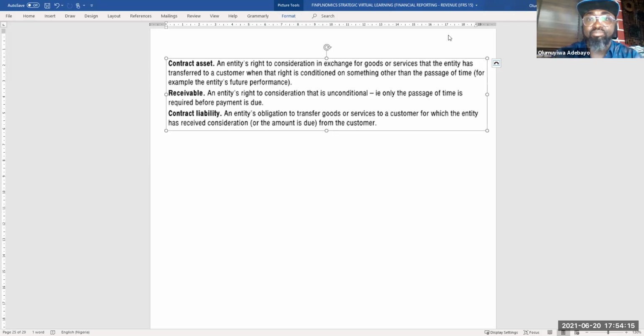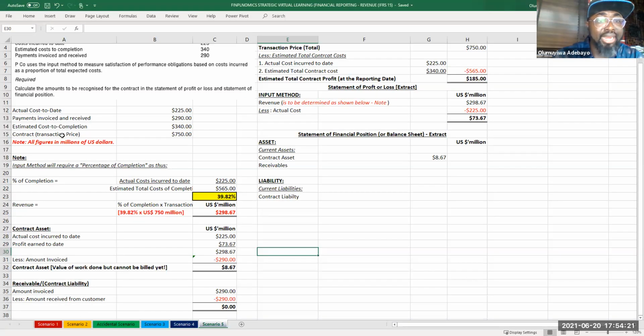From the same analysis we are doing, imagine you build 290, but you receive 200. What do I have? I have a receivable of what? 90. Positive, have you?